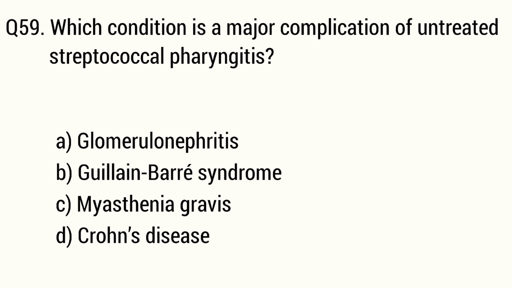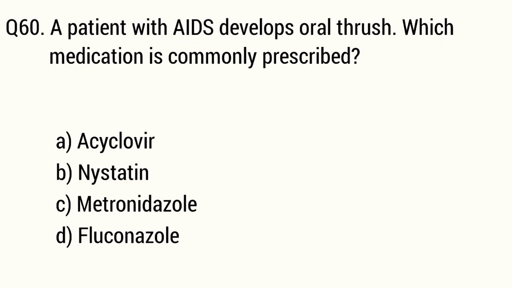Question number 59. Which condition is a major complication of untreated streptococcal pharyngitis? The right answer is option A, glomerulonephritis. Question number 60. A patient with AIDS develops oral thrush. Which medication is commonly prescribed? The right answer is option D, fluconazole.